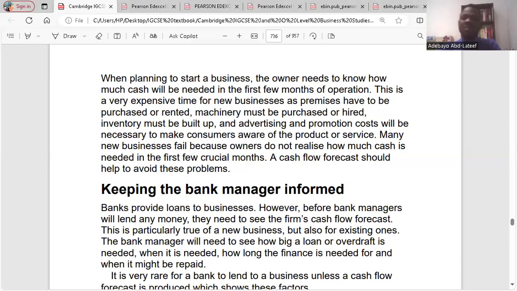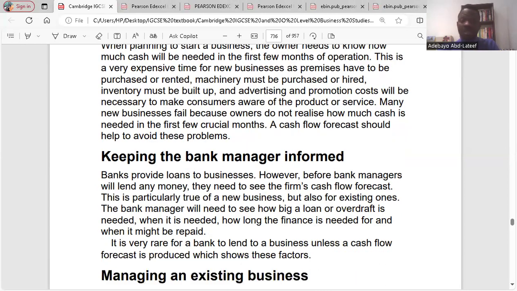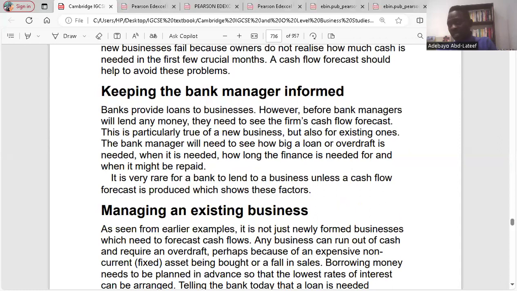Then the second one is keeping the bank manager informed. Sometimes banks provide loans to businesses. However, before bank managers will lend any money, they need to see the firm's cash flow forecast. This is particularly true of a new business, but also for existing ones. The bank manager will need to see how big a loan or overdraft is needed, when it is needed, how long the finance is needed for, and when it might be repaid. It is very rare for a bank to lend to a business unless a cash flow forecast is produced, which shows these factors.